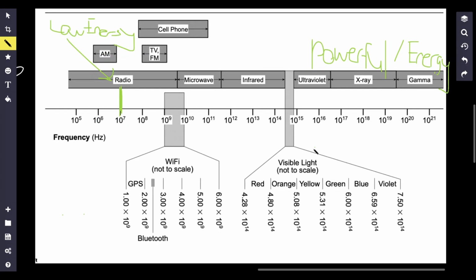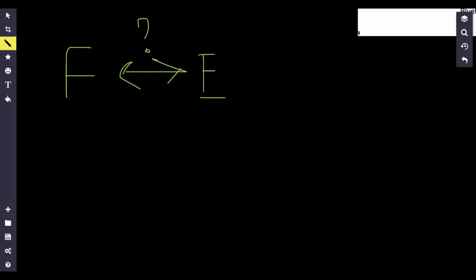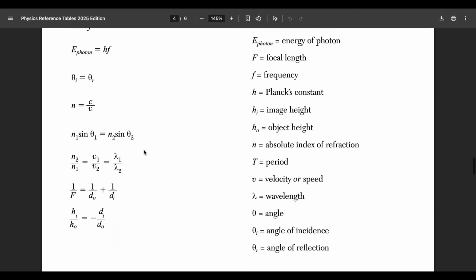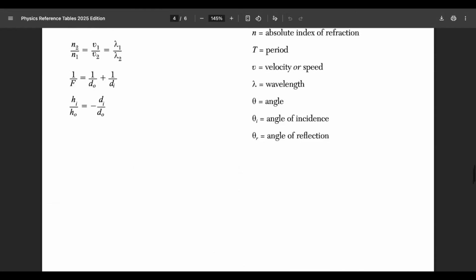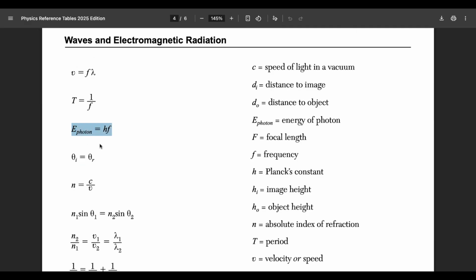Is there any way to relate the frequency of a wave to the energy of the wave? Is there any way to do this? And the answer is yes. This is a constant in your reference table. I don't actually know if they have it. Oh yes, they do have it.